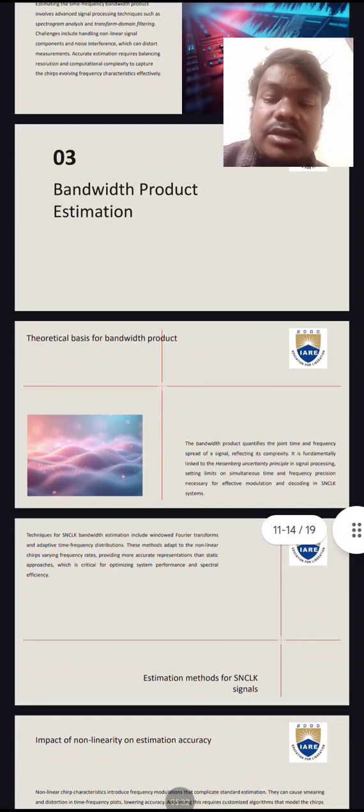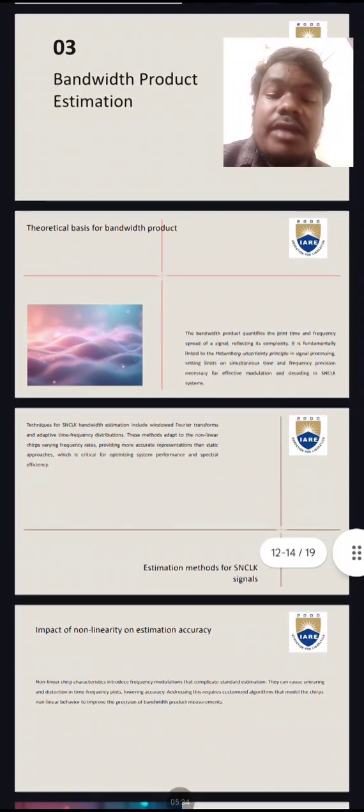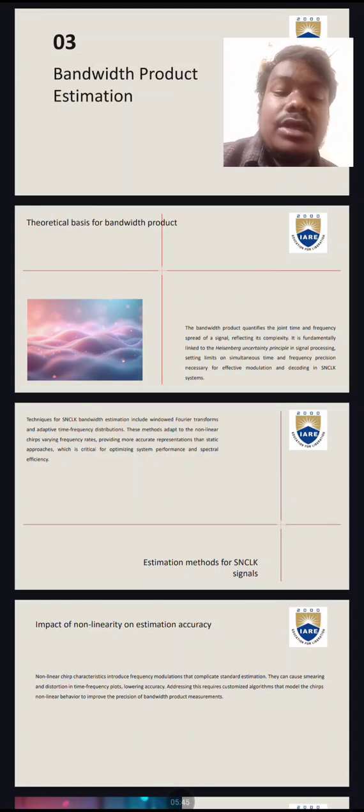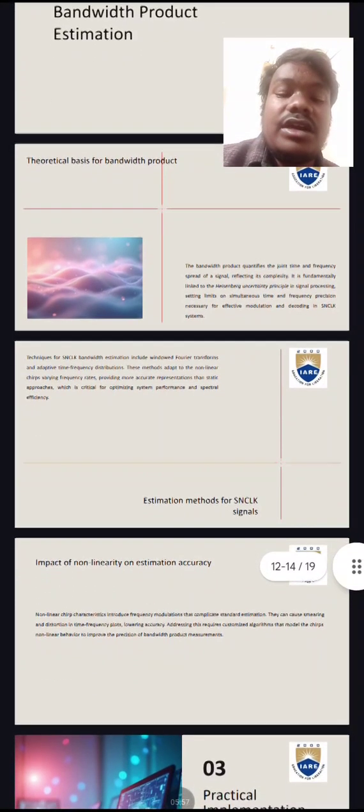Bandwidth product estimation, theoretical basis for bandwidth products. The bandwidth product quantifies the joint time and frequency spread of a signal, reflecting its complexity. It is fundamentally linked to the Heisenberg uncertainty principle in signal processing, setting limits on simultaneous time and frequency precision necessary for effective modulation and decoding in SNCLK.